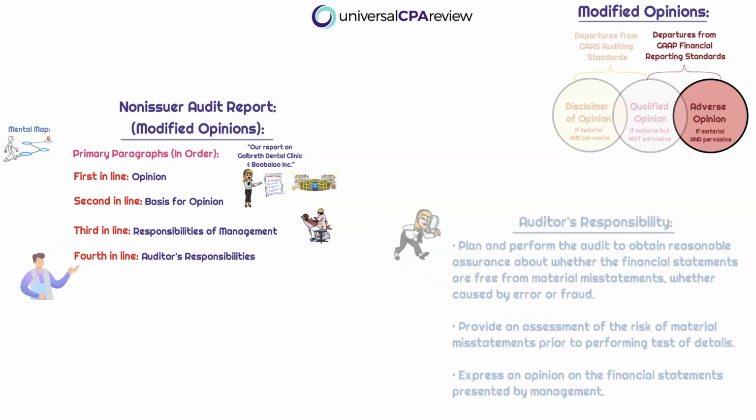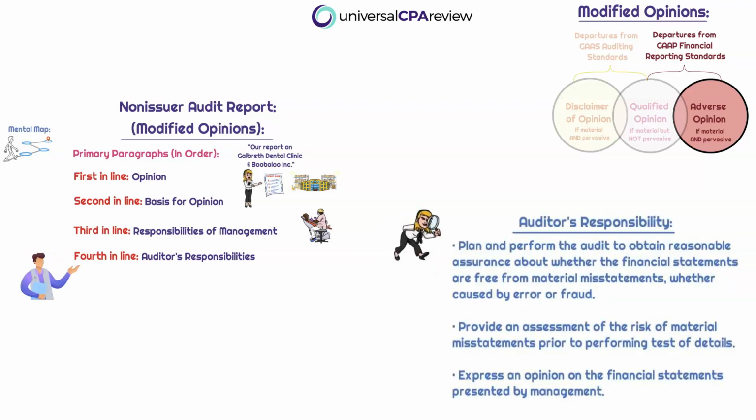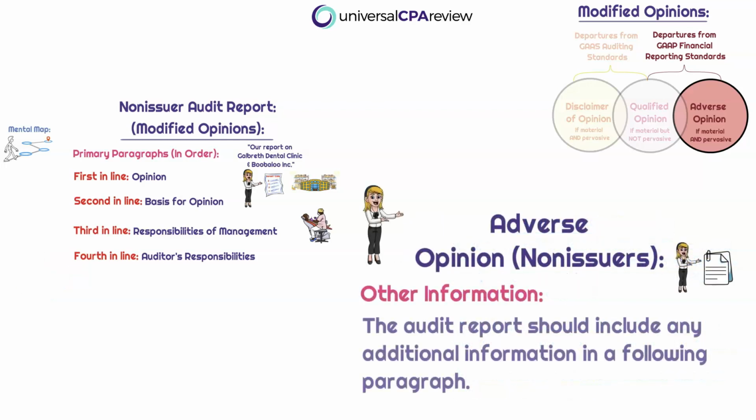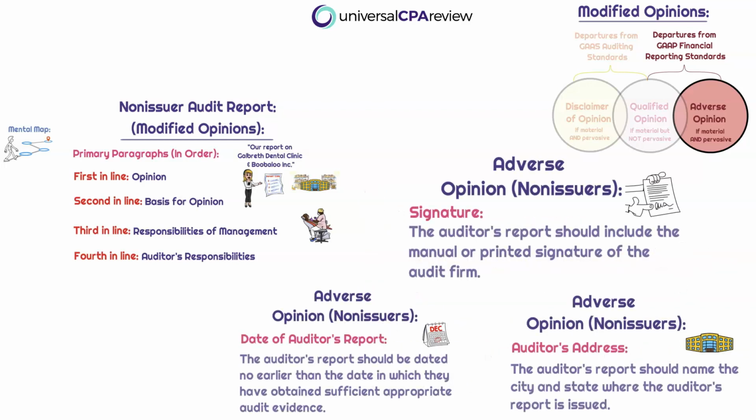Still going to include an auditor responsibility paragraph, which will include the auditor's responsibility to plan and perform the audit, to assess risk, and to come to proper conclusions. Okay, so after these paragraphs, just be mindful that any other reporting responsibilities will be outlined by the auditor in a succeeding paragraph, and the auditor would simply just sign off on the report and address it and date it. Okay, so that's the audit report for Galbraith Dental Clinic if we are issuing an adverse opinion.